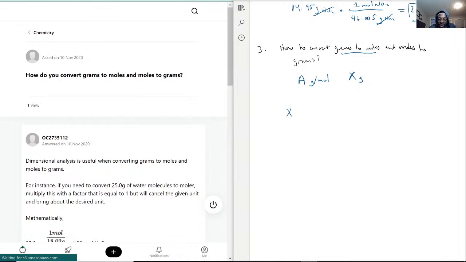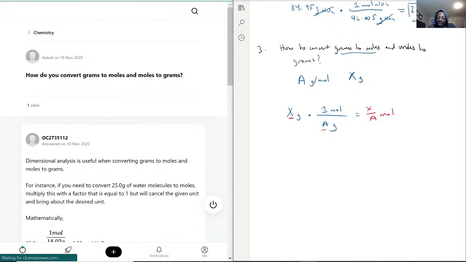Okay, so we start with x grams of an element, and to make sure the grams cancel out, you want the grams part in the denominator. So it'll be a grams equals 1 mole of the element. In reality, these are coefficients, so it would pretty much be x over a moles. That would be able to solve any question that involves converting from grams to moles.